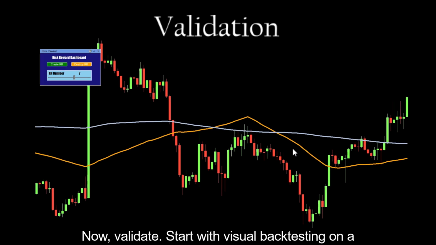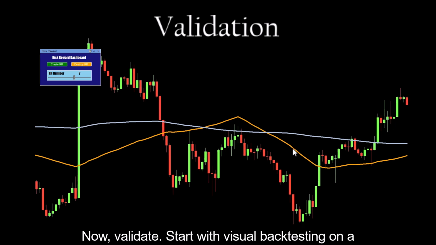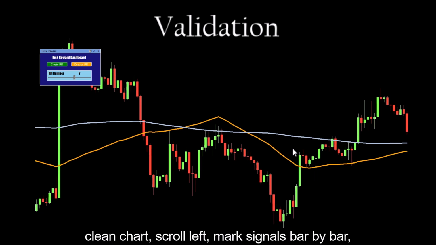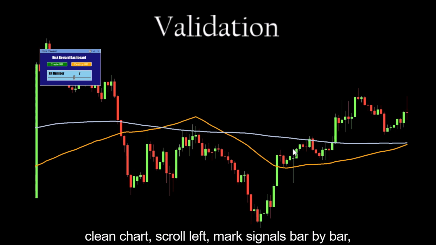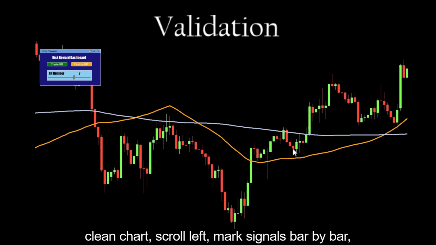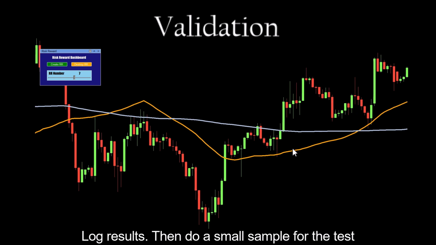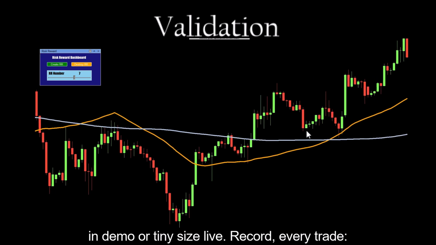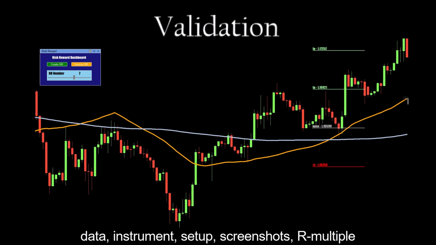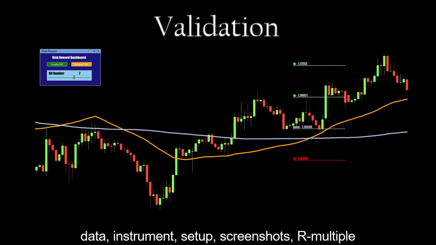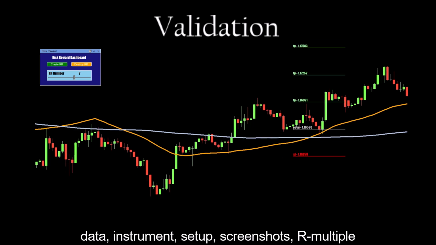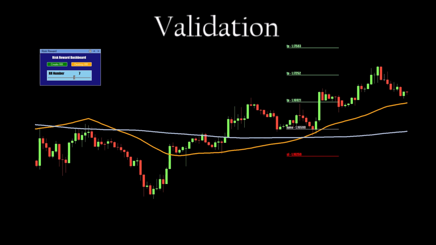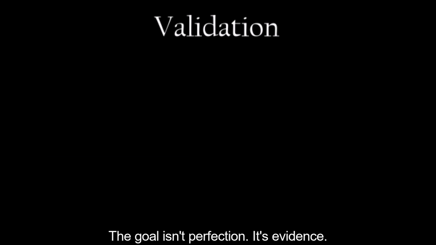Now, validate. Start with visual backtesting on a clean chart. Scroll left, mark signals bar by bar, log results. Then do a small sample forward test in demo or tiny size live. Record every trade: date, instrument, setup, screenshots, R multiple, and what you felt. The goal isn't perfection, it's evidence.